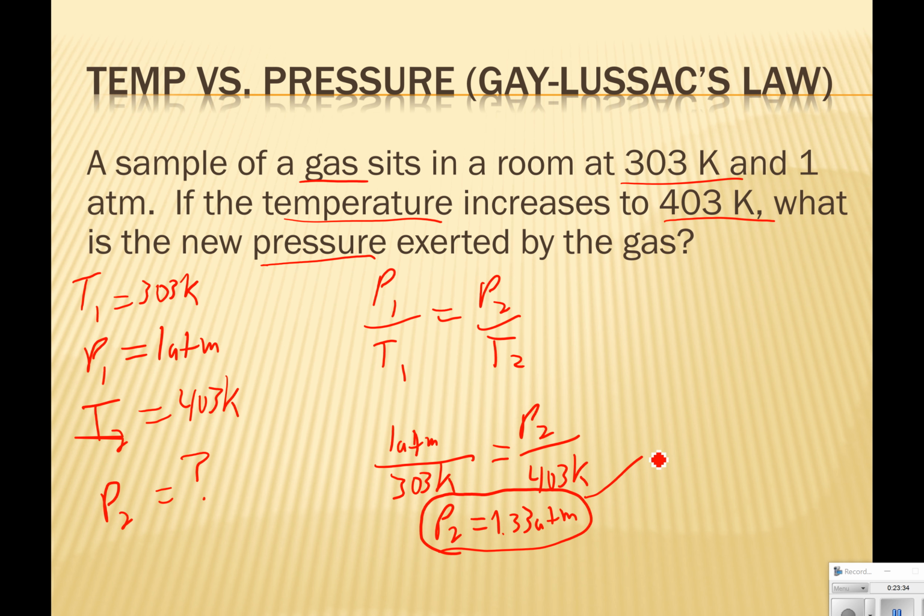If we wanted to use kPa, we would multiply this by 101.3 kPa, and that would give us an answer of 134 kPa. Both are equal values, just using different units, but both representing the same amount of pressure.